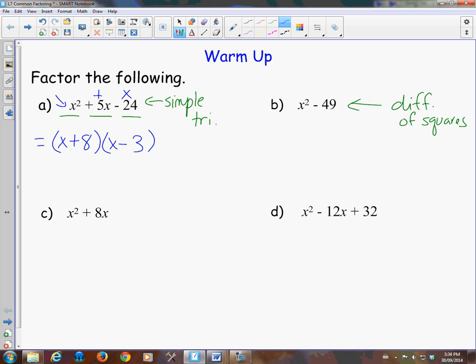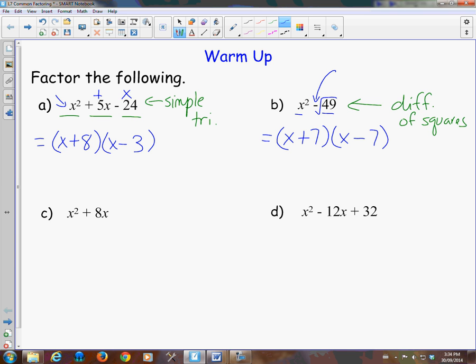So there's our factors. I know this one's a difference of squares because both terms are perfect squares. I have an x squared, and I can do the square root of 49. And it's subtracting. Subtracting means it's a difference. To get my factors here, I put my two brackets. I have x at the front, and the square root of 49 is 7. And they're the exact same factors, except one is plus and one is minus.